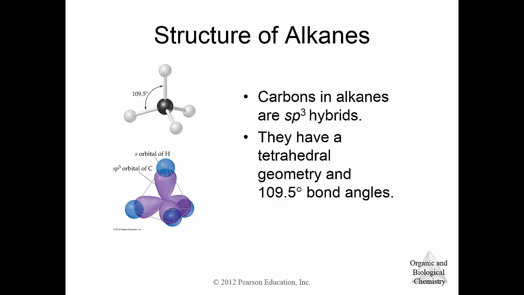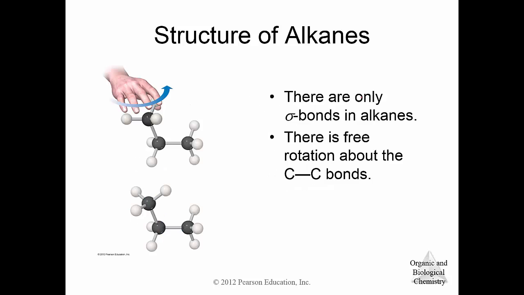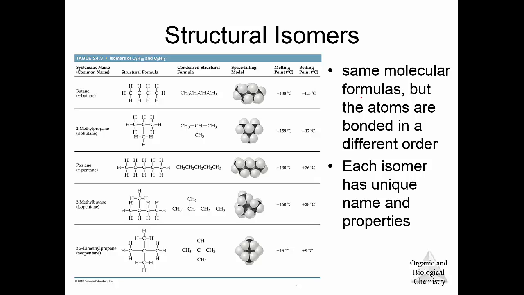Some other things just about alkanes in general: due to what we know about bonding, the carbons in alkanes are all going to be sp3 hybrids because they're all single bonds. That gives them tetrahedral geometry and 109.5 degree bond angles. And the fact that they're single bonds and those are all sigma bonds means that they can rotate freely around those bonds. And that becomes important when you're thinking about isomers and comparing alkanes to alkenes. So they can freely rotate around those single bonds.